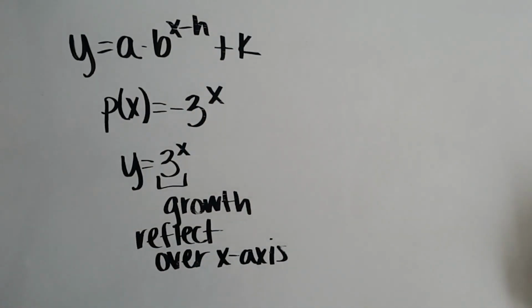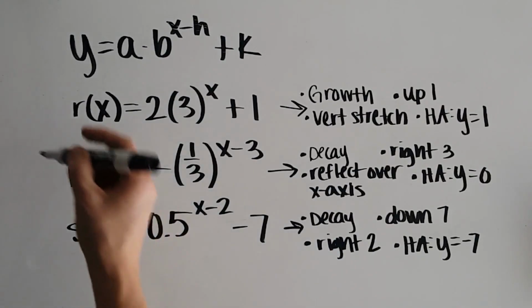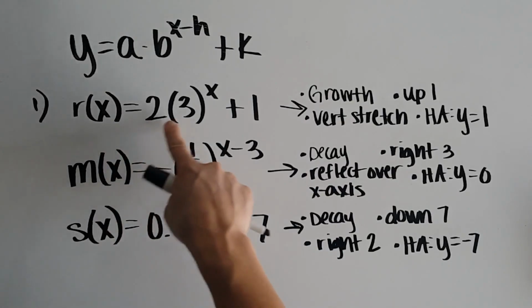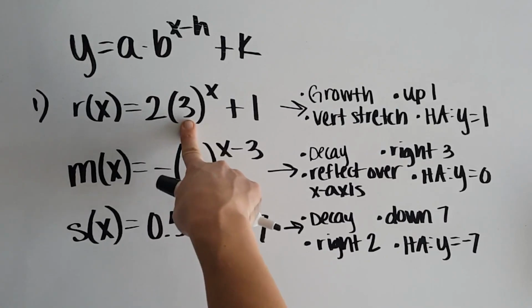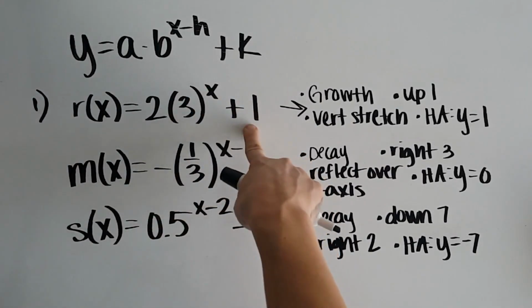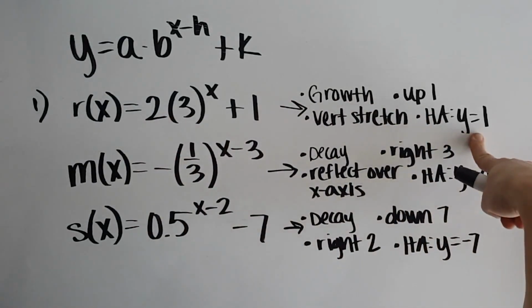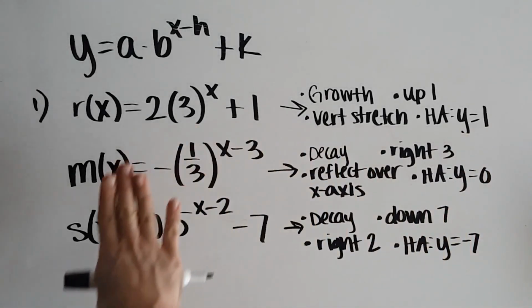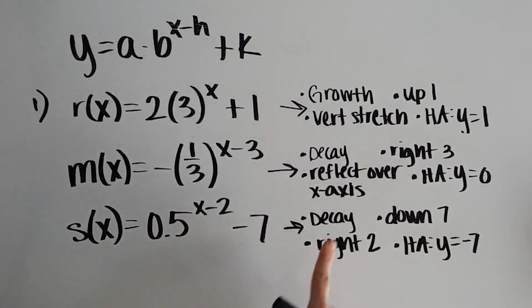So now, let's look at some examples without checking with the graph. So here are 3 more examples. In our first one, r of x equals 2 times 3 to the power of x plus 1. It's a growth function because our base is bigger than 1. It has a vertical stretch because of our a value, and it goes up 1 because of our k value. That means because I shifted everything up 1, my horizontal asymptote is also at 1. So go ahead and take a look at the rest of these and see if you can identify where each of these transformations comes from when we're looking at our graph.